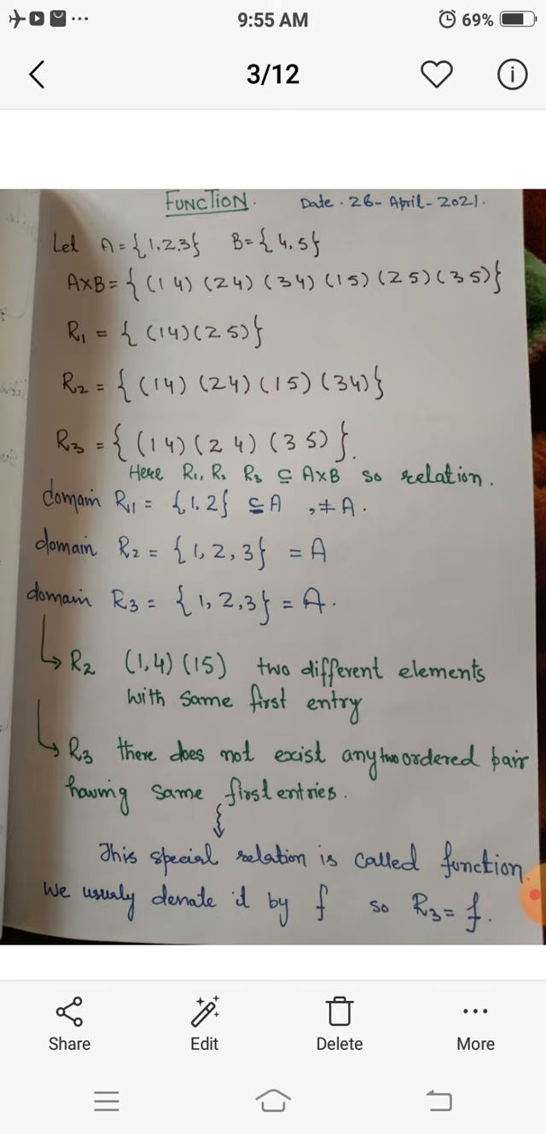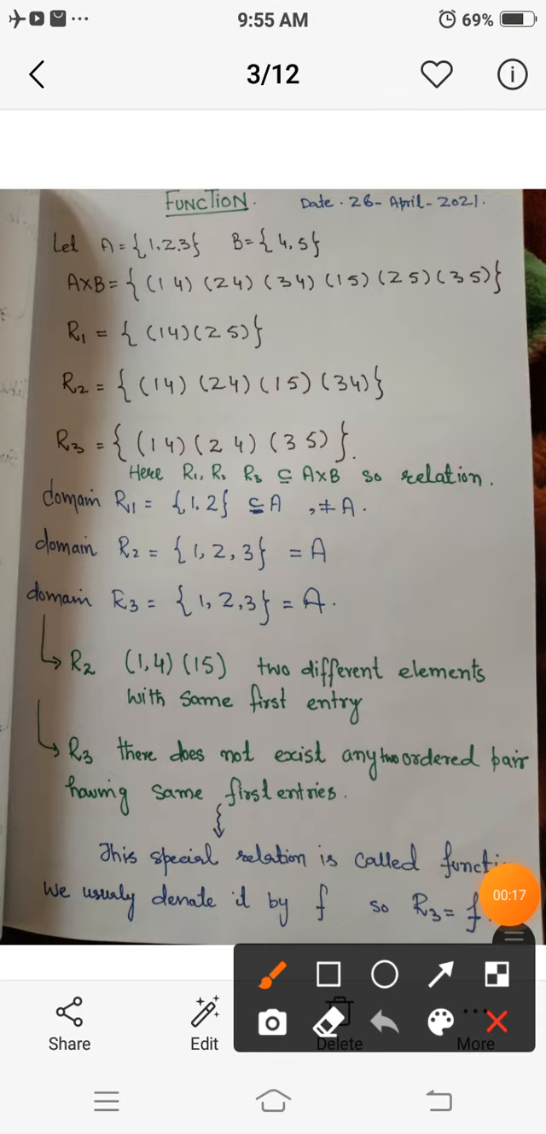Now let's consider two sets. Set A equals {1, 2, 3} and set B equals {4, 5}. Then we know that A cross B is the set {(1,4), (2,4), (3,4), (1,5), (2,5), and (3,5)}. That is, A cross B means the Cartesian product of these two sets, which contains these 6 elements.